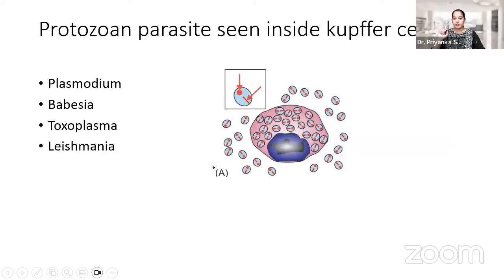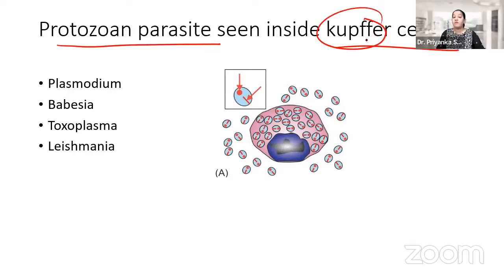Okay. The next is, you got a question. There is some protozoan parasite inside the Kupffer cell. Now, the clue in the question: what are Kupffer cells? Kupffer cells are present in the liver. They are a type of macrophages present inside the liver. You may be knowing that. Now, can you name the parasite which is present inside the macrophages?